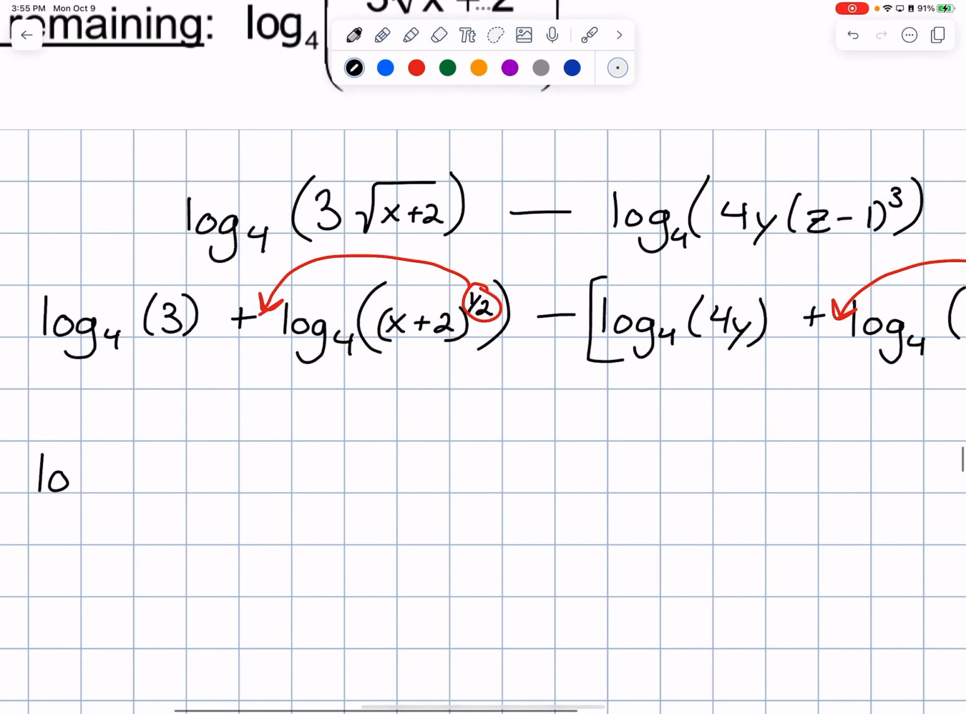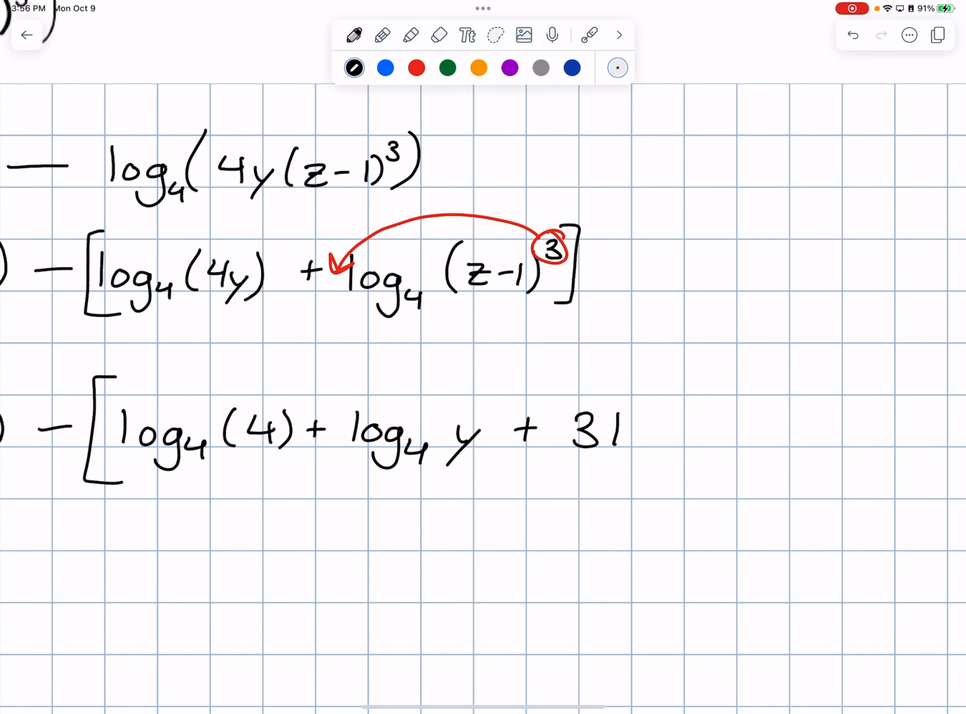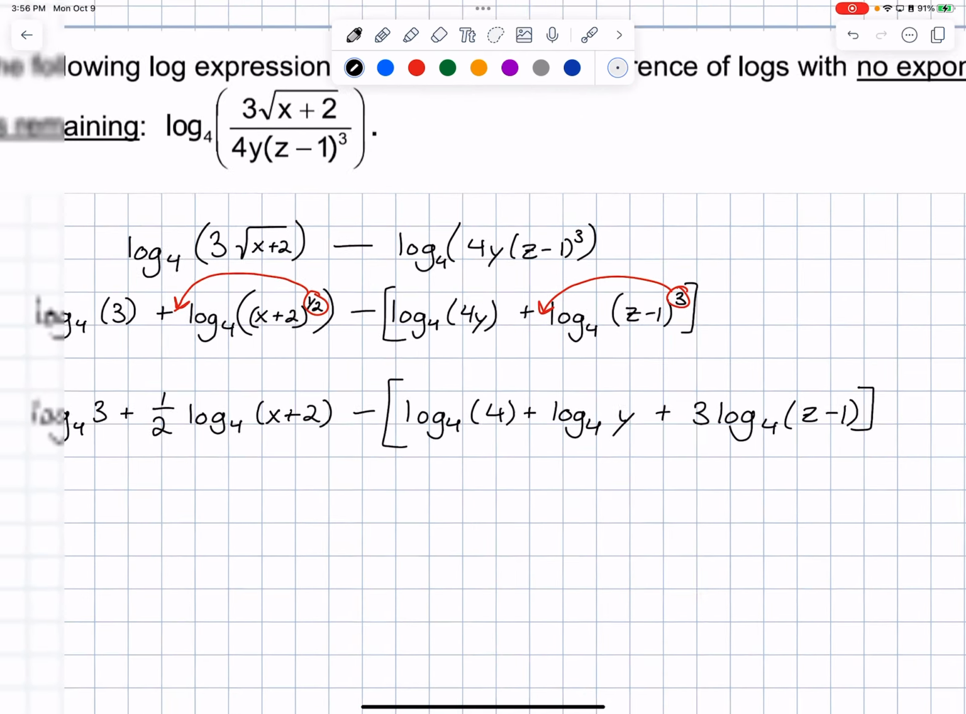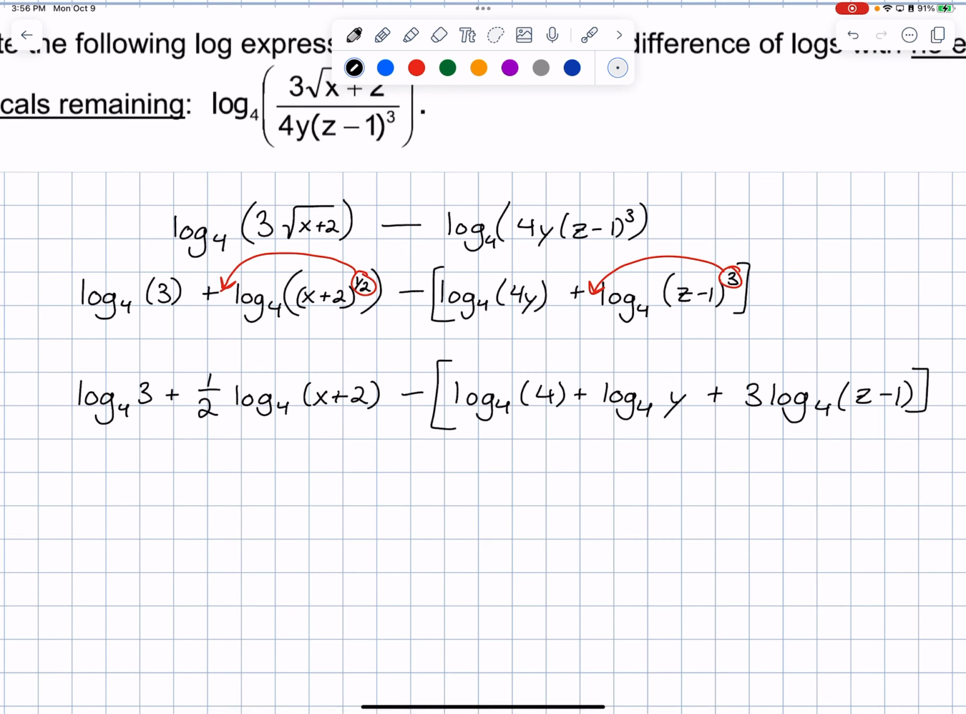So we will have the log base 4 of 3 plus 1/2 times the log base 4 of x plus 2 minus, and I'll go ahead and, no, I won't distribute this negative. Log base 4 of 4 plus the log base 4 of y plus 3 times the log base 4 of z minus 1. This is my final answer. There's no other multiplication, no other division, no other exponents inside of my logarithm, so I'm done. Do we have any questions about that?